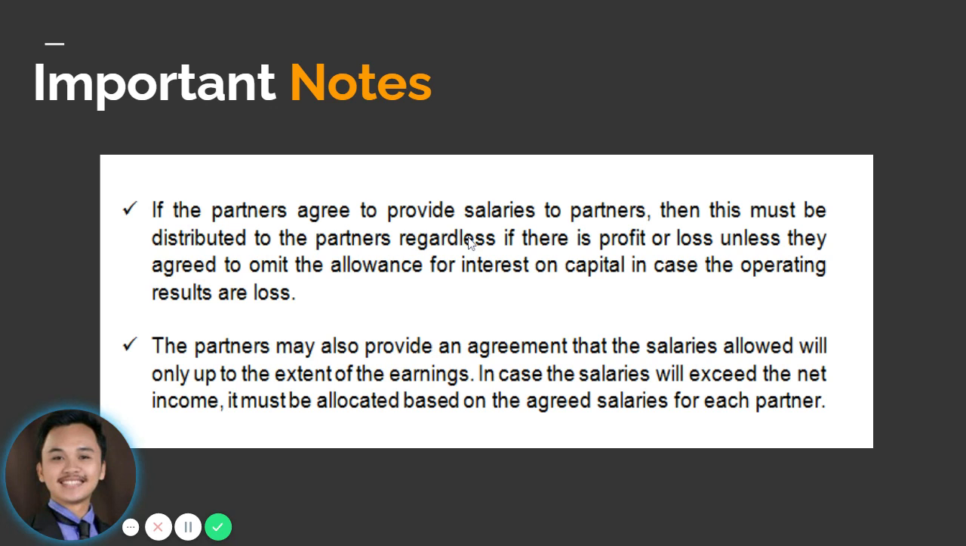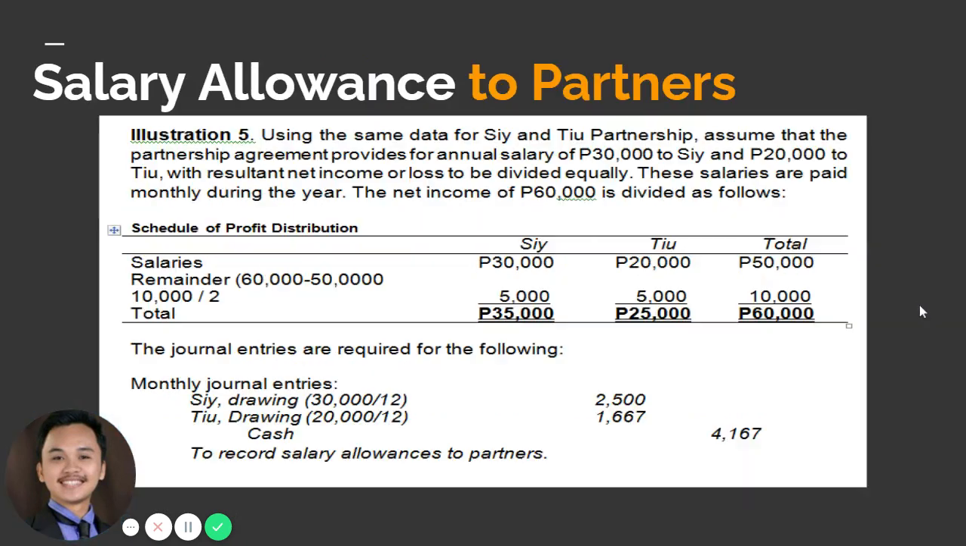Important notes. If the partners agree to provide salaries to partners, then this must be distributed to the partners regardless if there's a profit or loss, unless they agreed to omit the allowance for interest on capital in case the operating results are loss. And the partners may also provide an agreement that the salaries allowed will only be up to the extent of the earnings. In case the salaries exceed the net income, it must be allocated based on the agreed salaries for each partner. So you consider all these important notes.